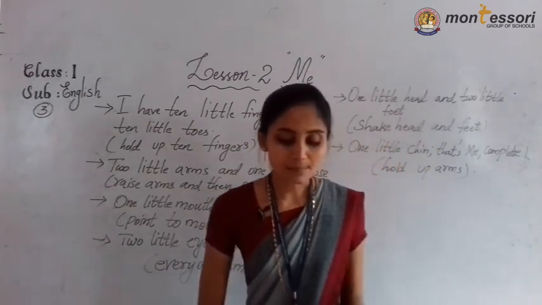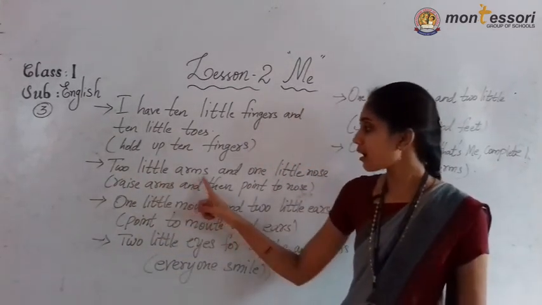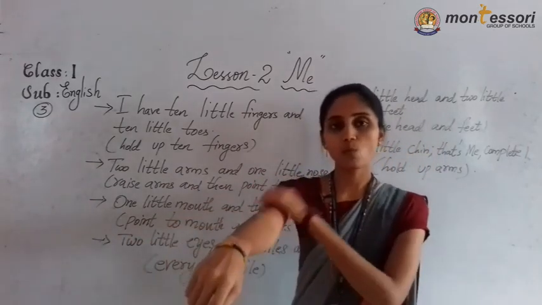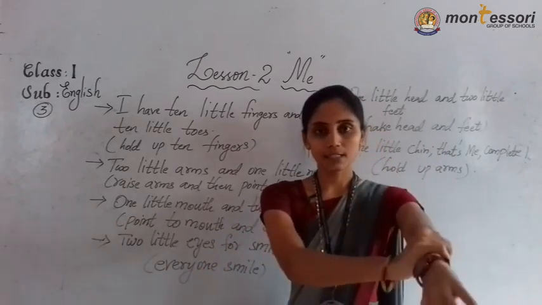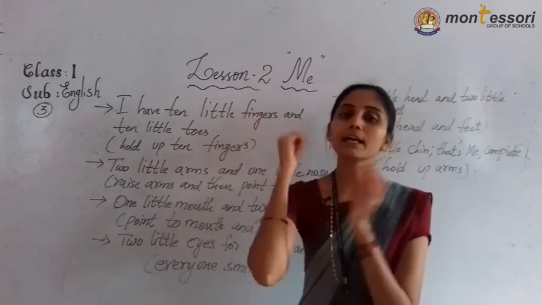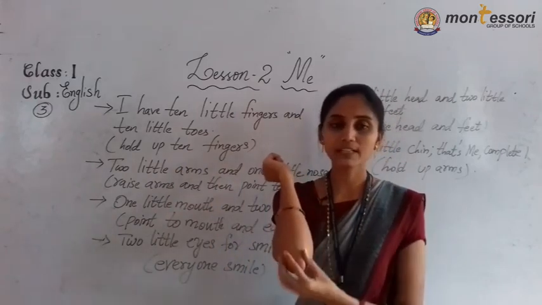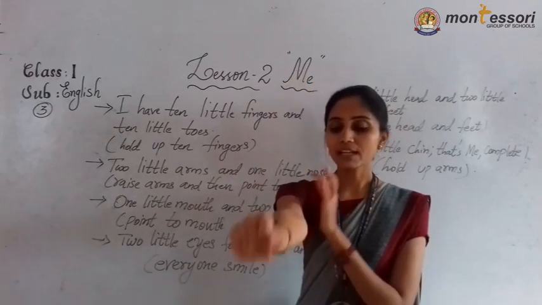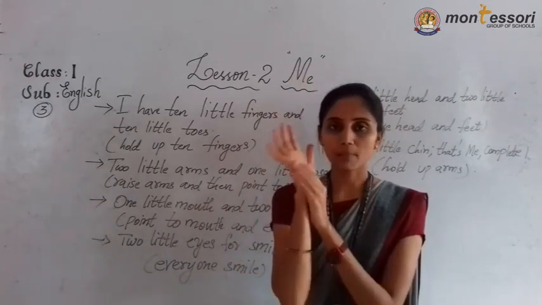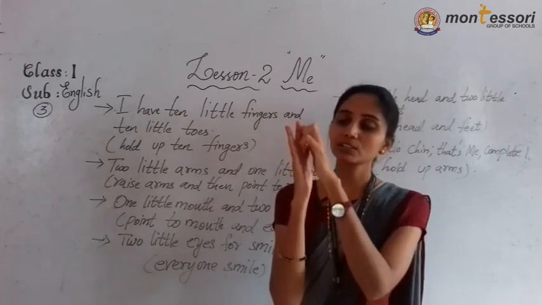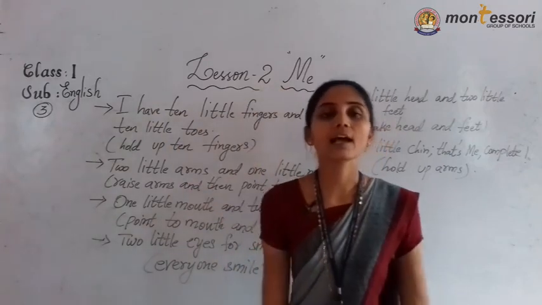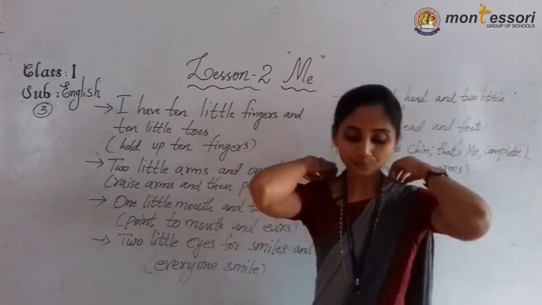2 little arms and 1 little nose. 2 little arms: one arm and the second arm, right arm and left arm. The upper limb and lower limb are connected with our elbow, and the lower limb is connected with the palm. These palms are connected with our fingers. This is our right hand and this is our left hand.